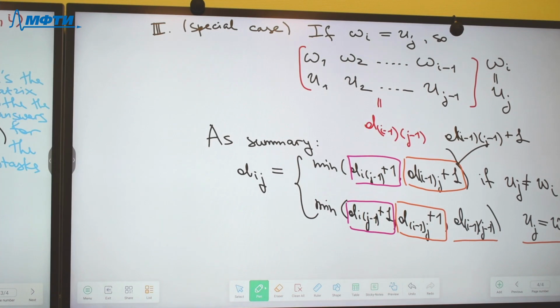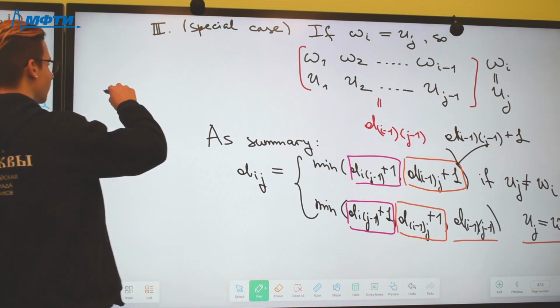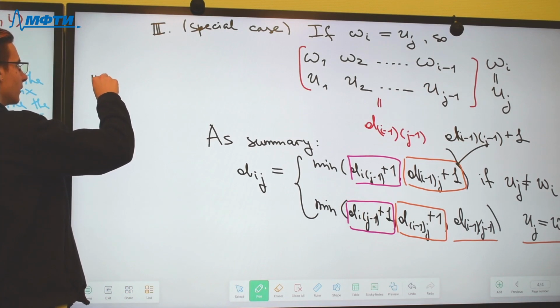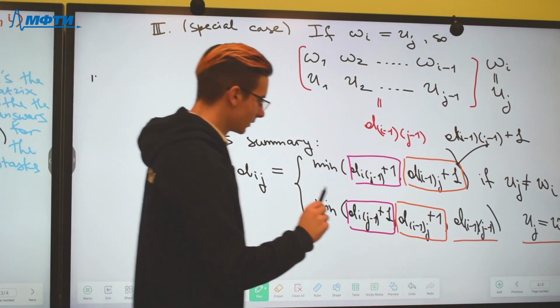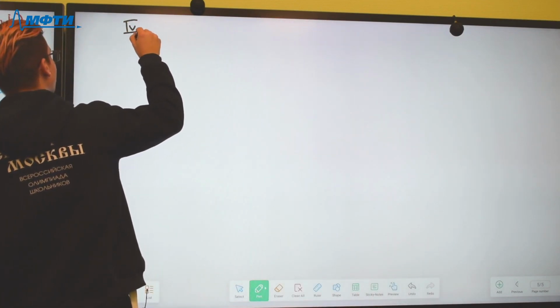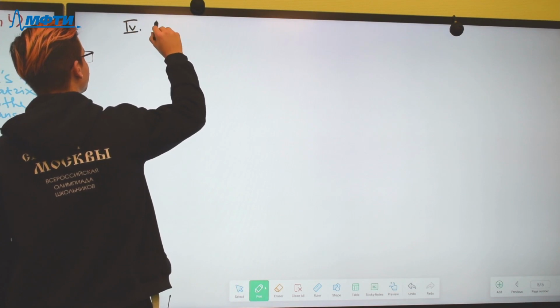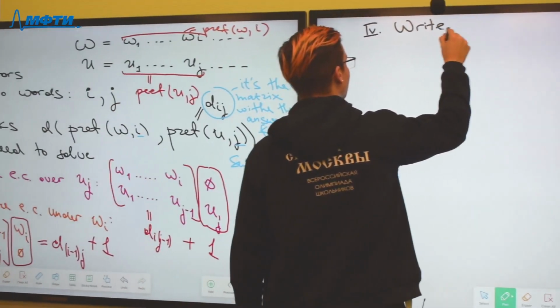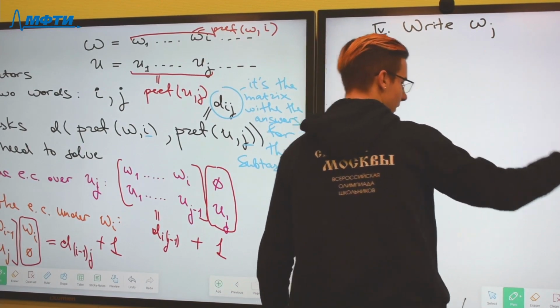But we can not add any empty characters and write omega WE over the character U with index UG. And so we have, of course, the fourth case, when we write omega E.